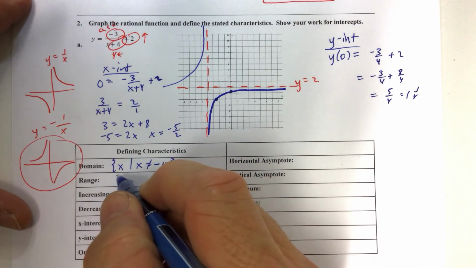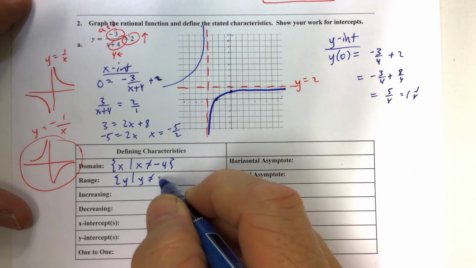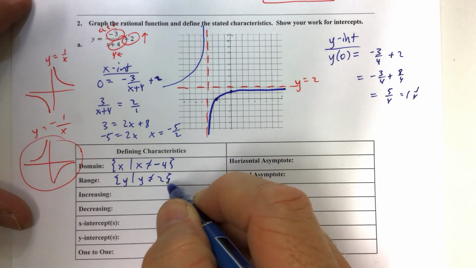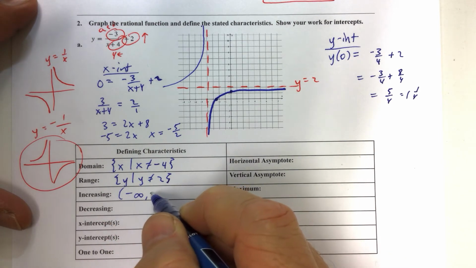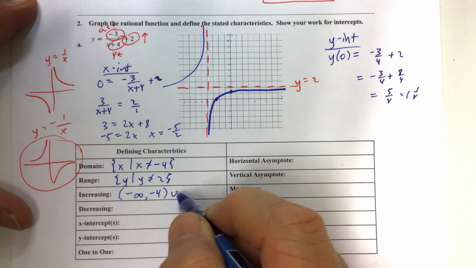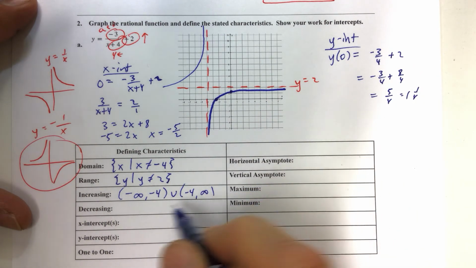The range we look at by looking at the graph. Okay, so y cannot be equal to whatever that horizontal asymptote is. Y can't be 2. Increasing from negative infinity all the way to negative 4, and then also from negative 4 to infinity. Increasing, it's never decreasing.